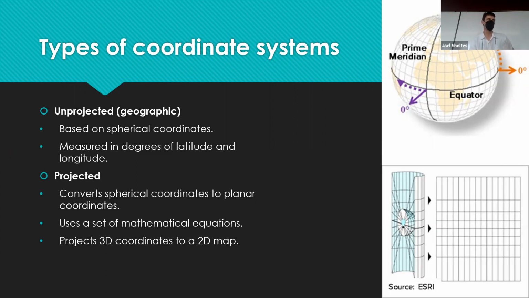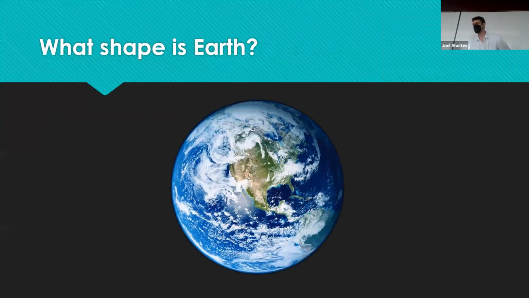So unprojected and projected. I already hinted at this, but what's the shape of the Earth? It's flat. Yes, Edgar, hold on to that. It's round. Is it a perfect sphere? What's that?